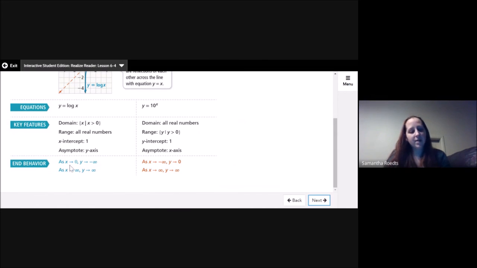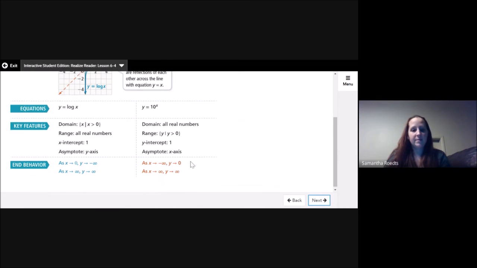For end behavior, it's very similar. As x approaches 0, y approaches negative infinity. And as x approaches infinity, y approaches infinity. And for exponential functions, as x approaches negative infinity, y approaches 0, and as x approaches infinity, y approaches infinity. And that is the end of Unit 6, Lesson 4.